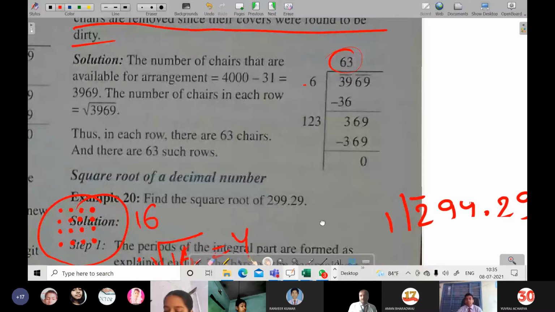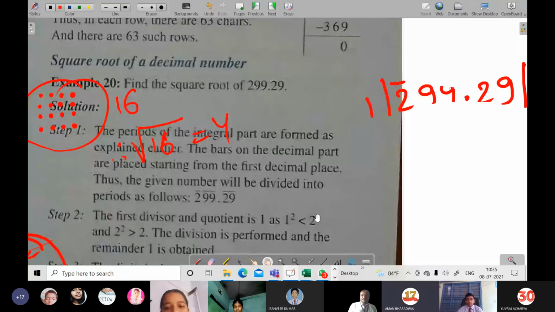Is this clear? Yes, sir. Clear. Okay. So now we will be moving towards example number 20.